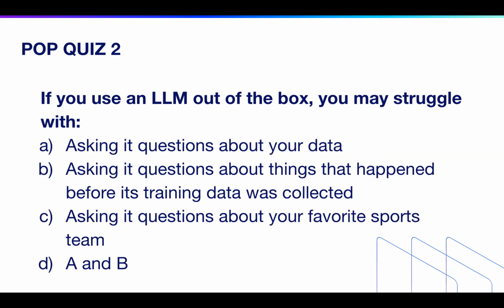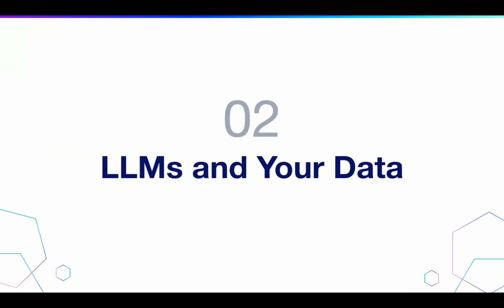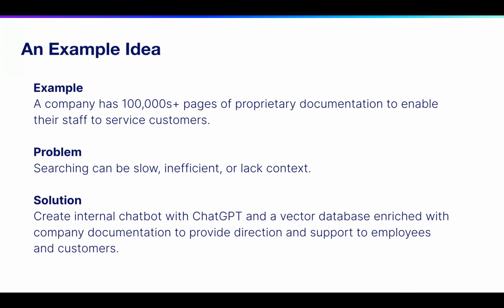A. Yes, there you go. Why is it not B? Yeah, I tried to trick you guys there with that A and B. Nice catch. Oh, because B said asking questions before its training data was done.